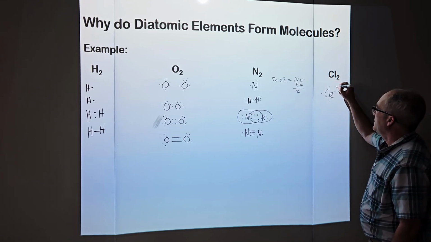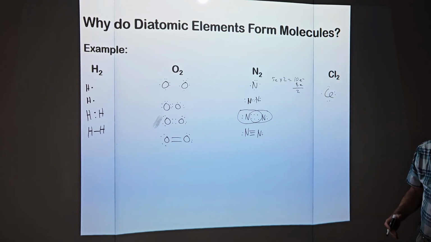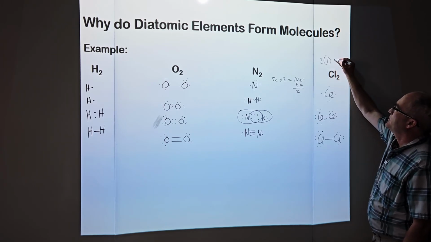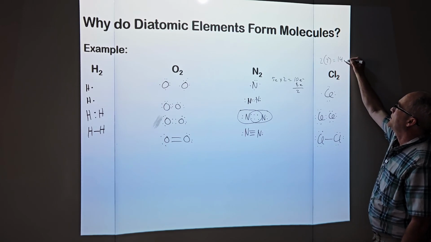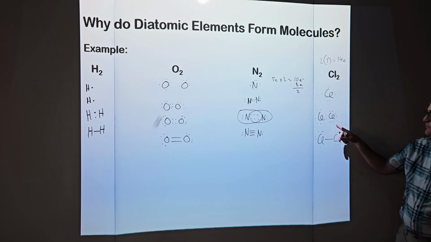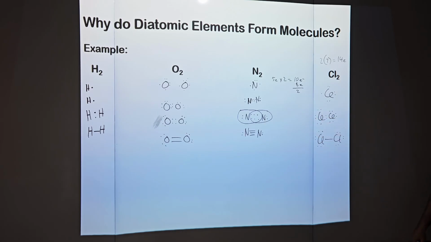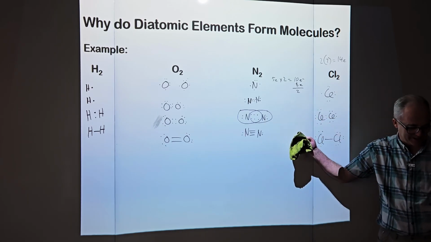Chlorine, look up and you'll count to number 7, Roman numeral number 7 around there. So 2 chlorines, 7 valence electrons. How many electrons should I have? 14. Do I have them all? 2, 4, 6, 8, 10, 12, 14. Any questions about this process?